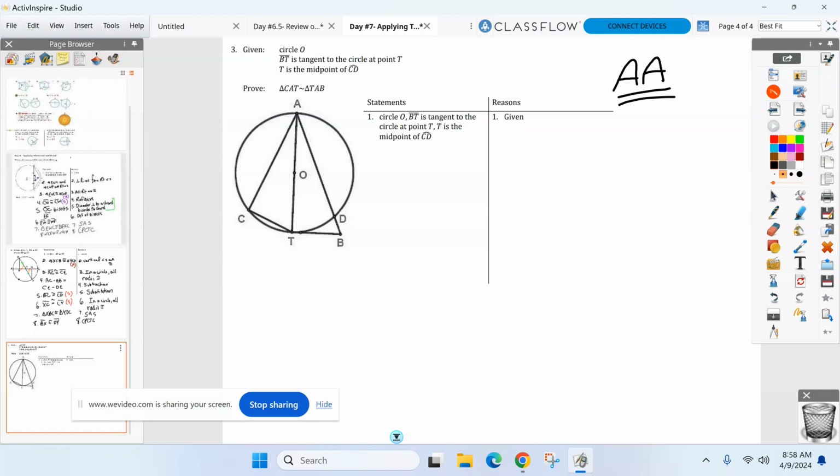I got BT as a tangent to the circle at point T. Can we just get over this fact? T is the midpoint of arc CD. What two arcs have to be equal then?